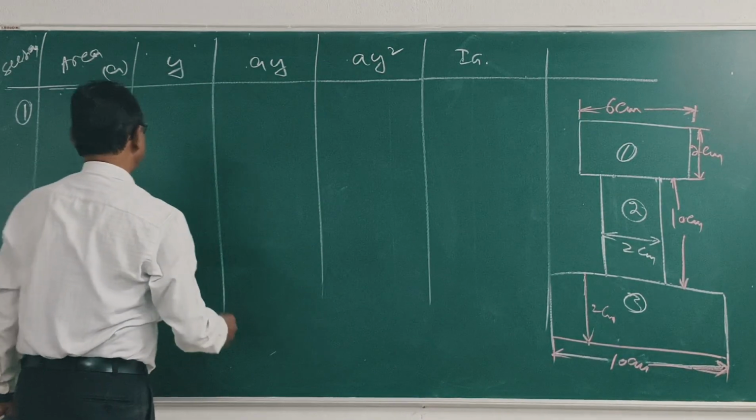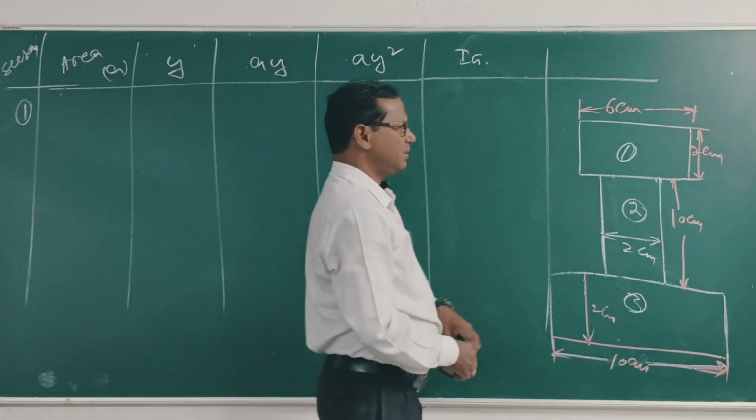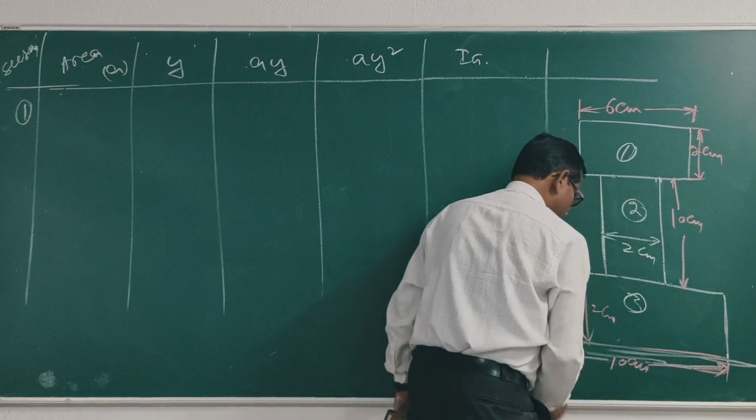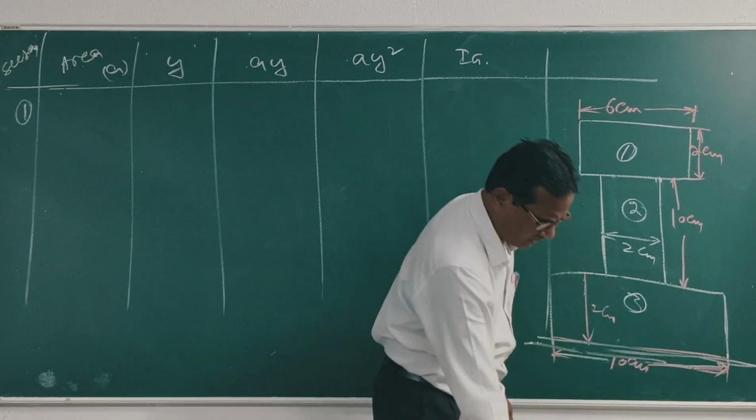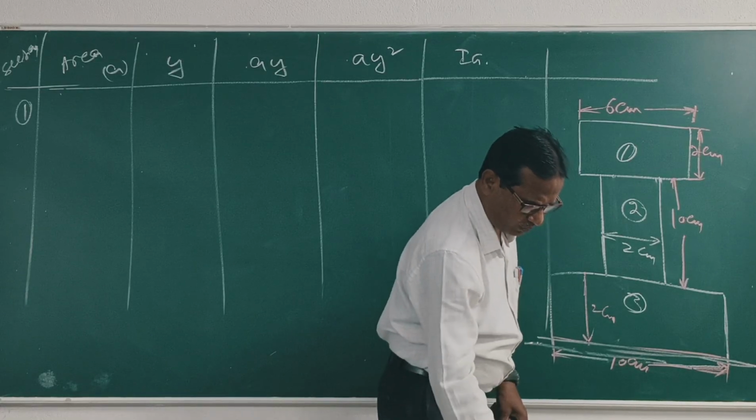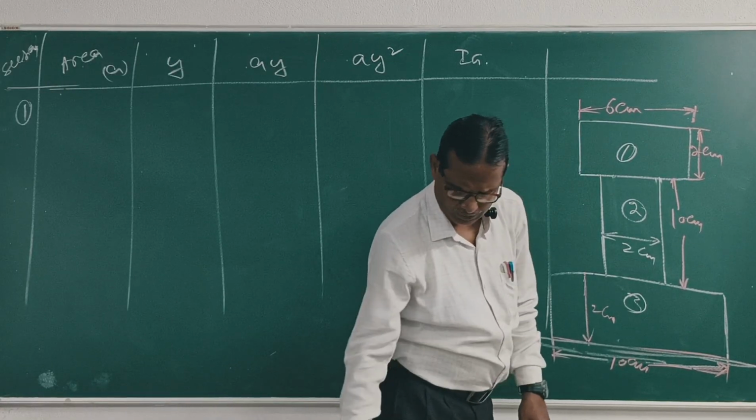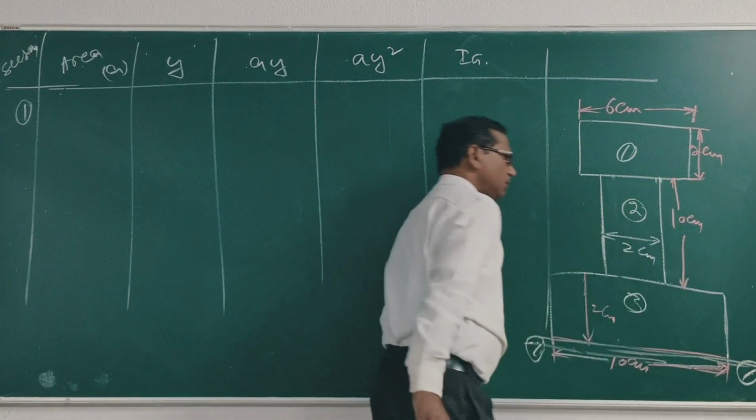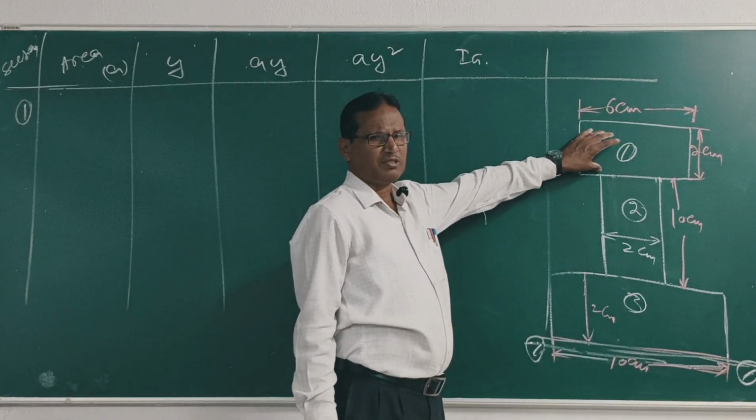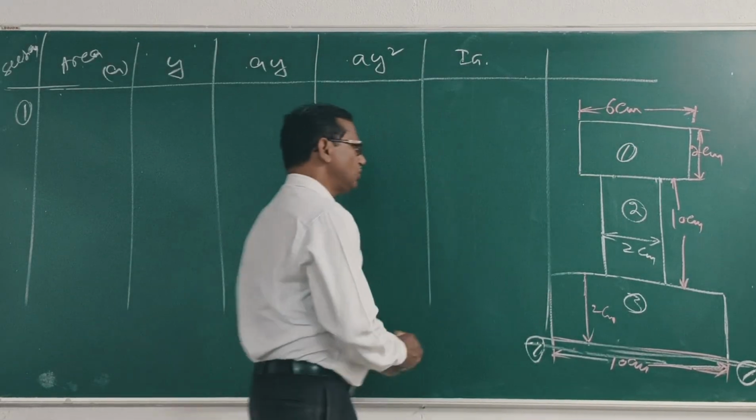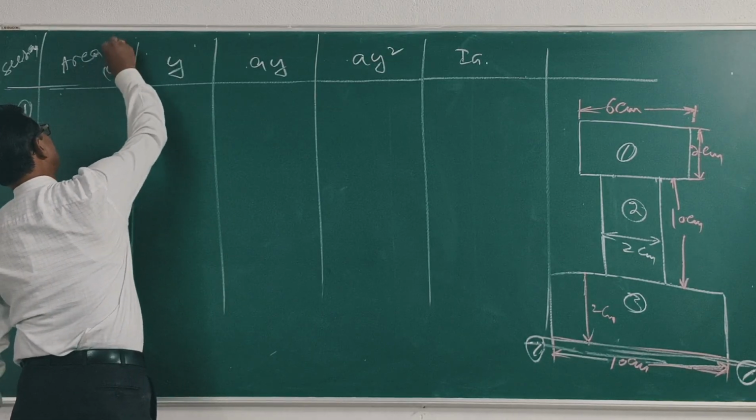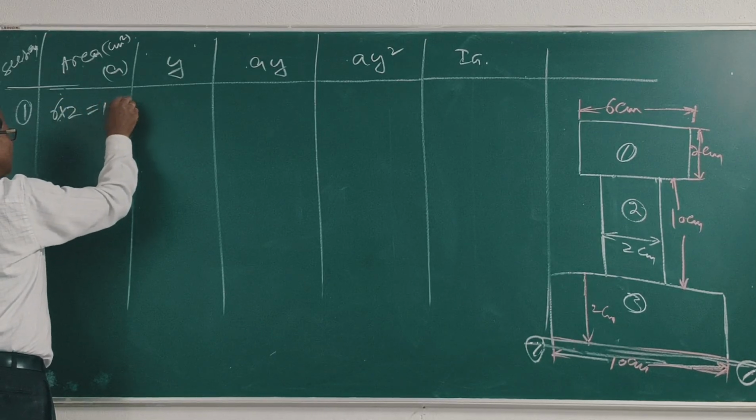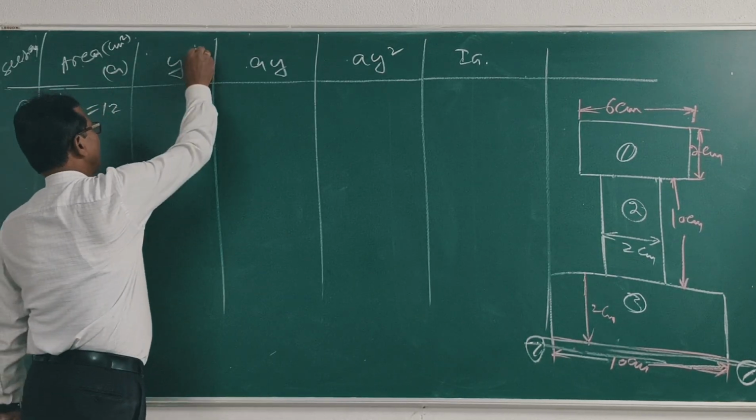Section 1. What is area? Suppose this is 1-1 axis. So calculate all the values referring to this 1-1 axis. This is section 1. What is the area of the section? 6 into 2, cm square. Area is 6 into 2, which is equal to 12 cm square.